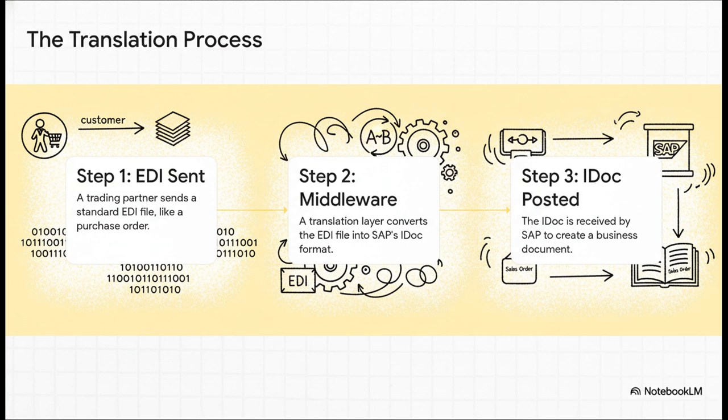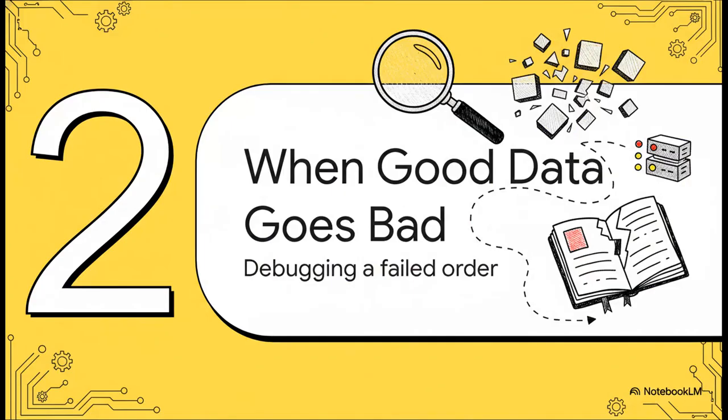So let's follow the journey, right? Step 1. Your partner, your customer, sends you an order as a standard EDI file. Step 2. This file hits a piece of software called middleware that acts as a translator. It takes the EDI letter and stuffs it into that SAP-friendly IDOC envelope. And then step 3, SAP receives the IDOC, opens it up, and boom, a sales order is created automatically. No hands. Which, of course, brings us right to our next section, when good data goes bad.